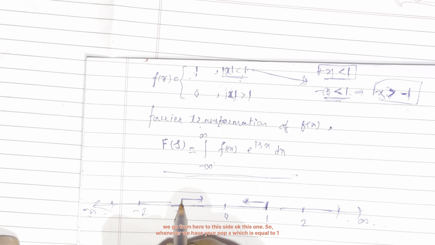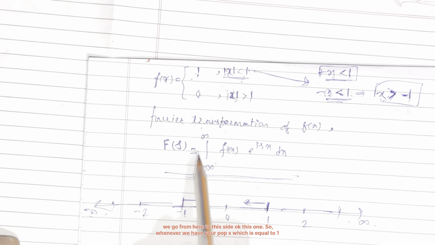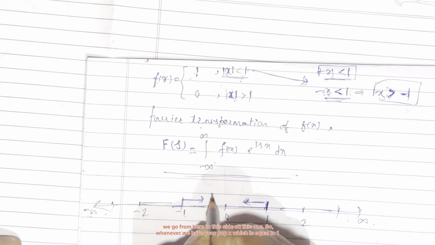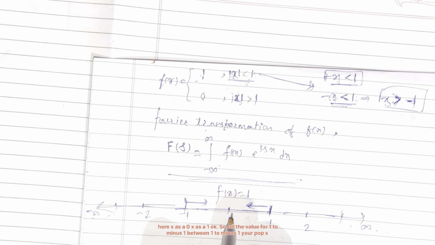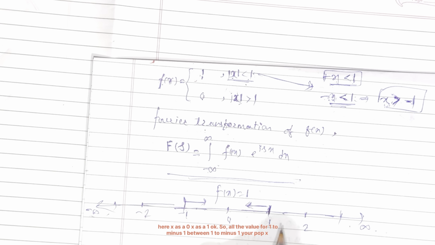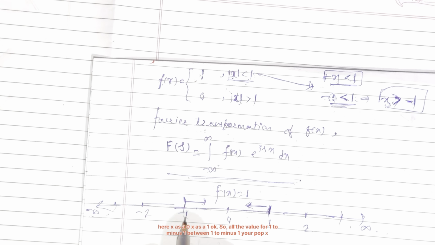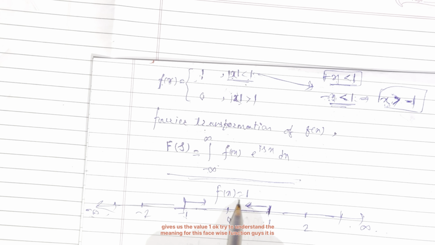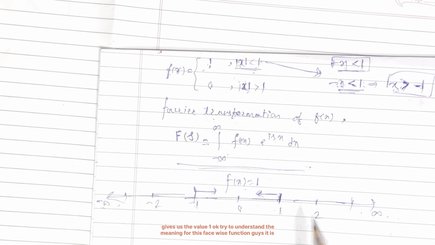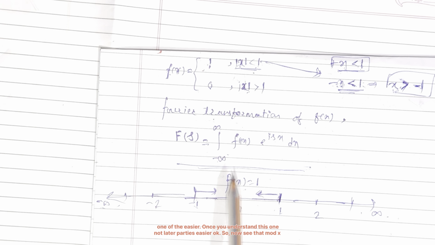Obviously all the x which is bigger than -1, we go from here to this side. So whenever we have f of x equal to 1, we consider x as -1, all points here, x as 0, x as 1. So for all the values between 1 and -1, f of x gives us the value 1. Try to understand the meaning of this piecewise function, guys. It is one of the easier ones. Once you understand this one, the later part is easier.